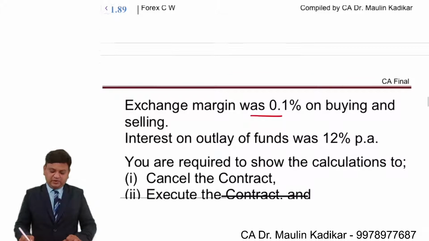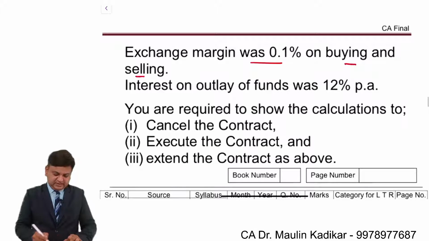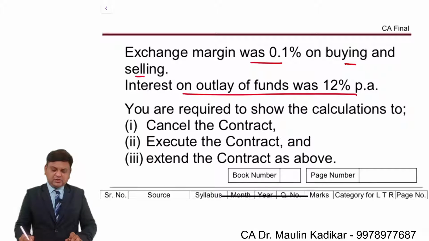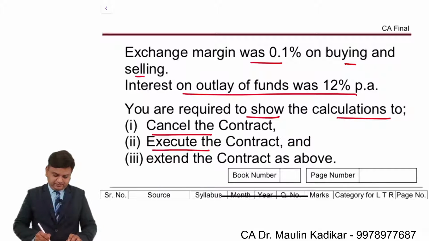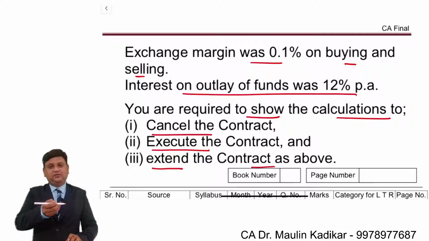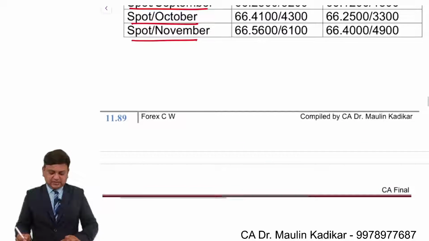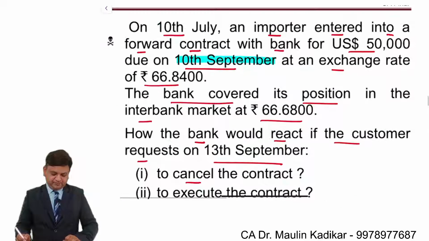Exchange margin was 0.1% on buying and selling. Interest on the outlay funds 12%. You are required to show calculations for: one, cancellation if he is requesting for cancellation; second, execution; and third, extension of the forward contract. These are the 3 questions.